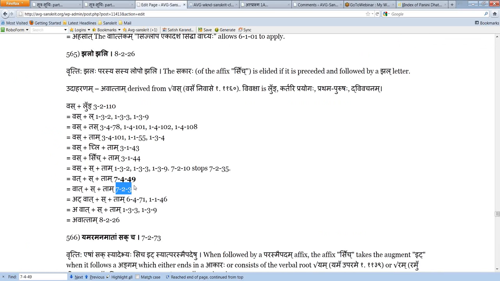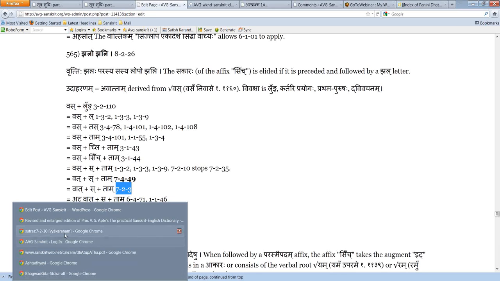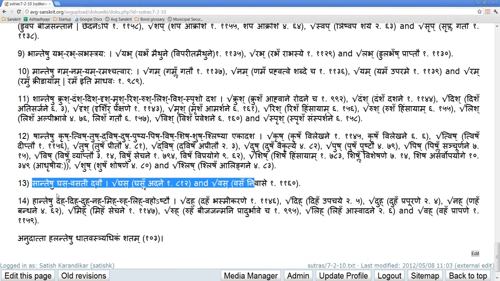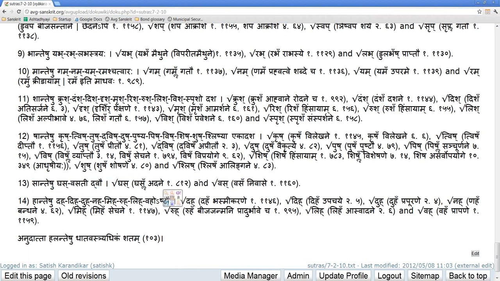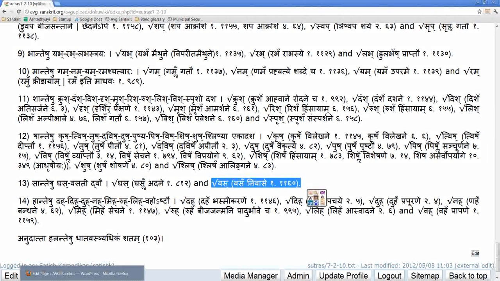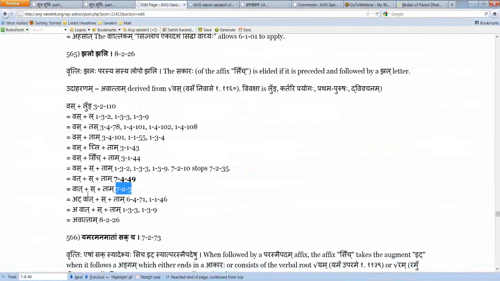This cannot be stopped because we don't have an Idagama. Remember, the Idagama is by Gasvasati Dvau, because this Dhatu Vas is an Anudattopadesha. Because of Gasvasati Dvau, this Vasanivase is an Anudattopadesha. So no Idagama.